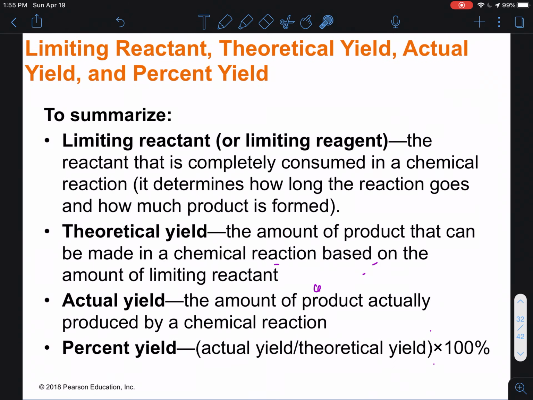So there's that. Okay, so to summarize, limiting reactant or reagent, again, those two terms are interchangeable, is the reactant that is completely consumed in a chemical reaction. It determines how long the reaction goes and how much product is formed. All right. We figured out how to determine a limiting reactant.